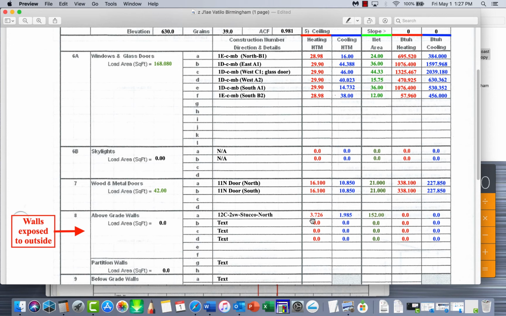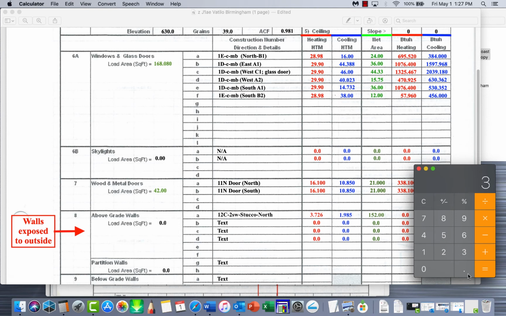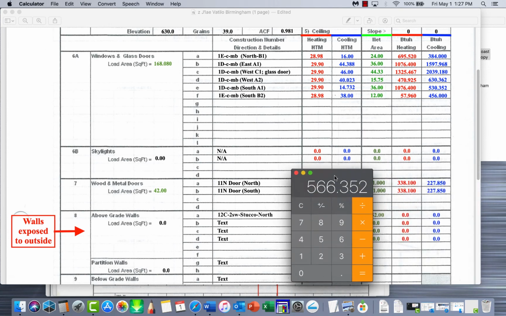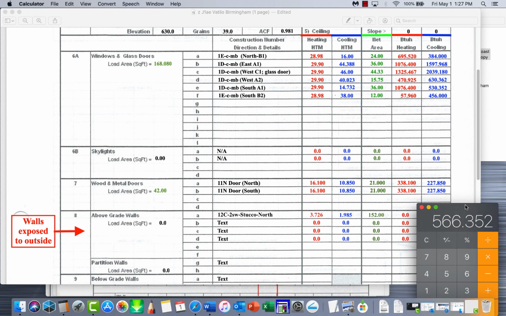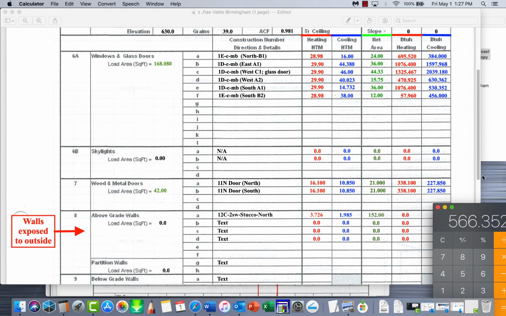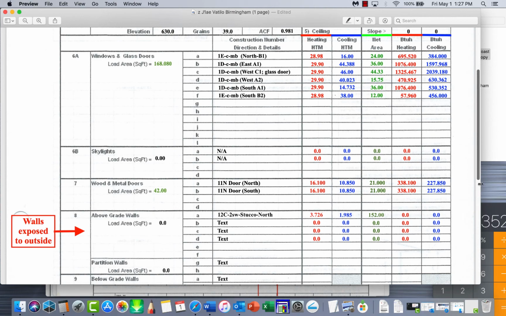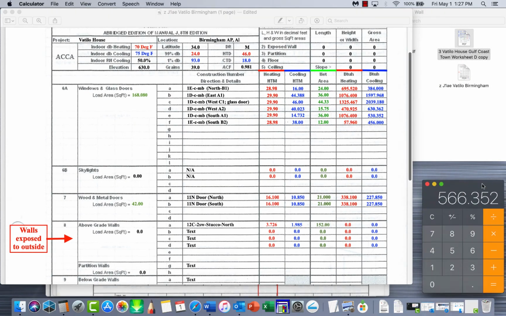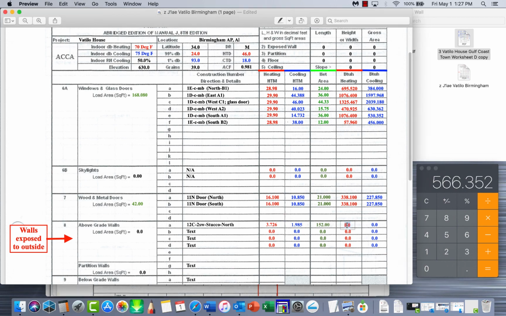So basically this is my heating HTM, my cooling HTM, and my square footage, how big the total area is. So 3.726 times 152 equals 566.353. And I'm going to have to shrink this down a little bit so I can see both of these at the same time. Okay, so we're going to take that number there, and that number goes right here. And remember, always go to the thousandths place. So if you had anything beyond that, just round up.